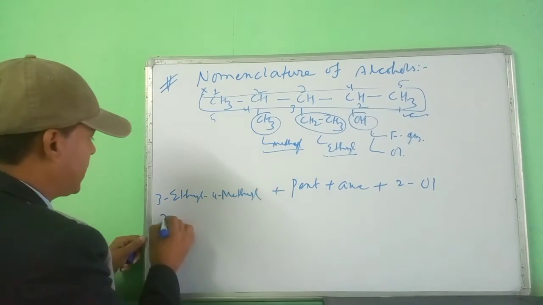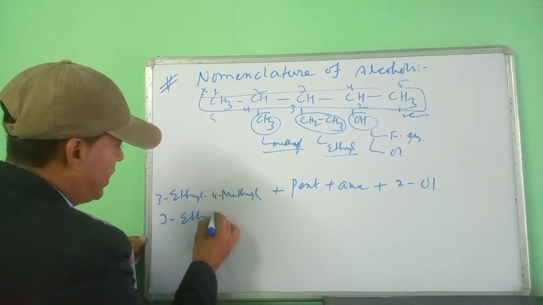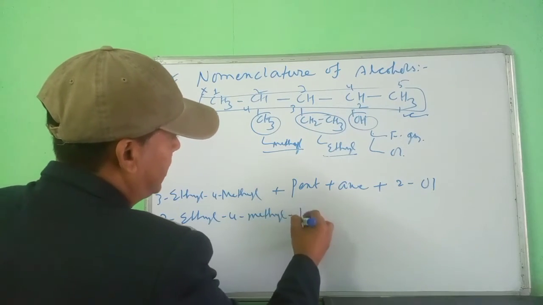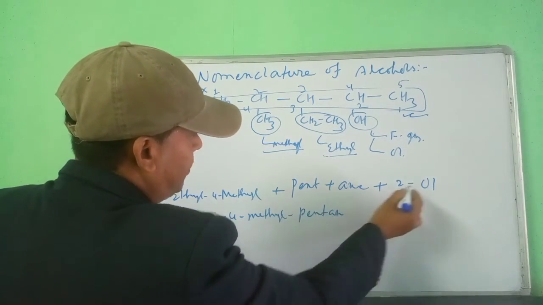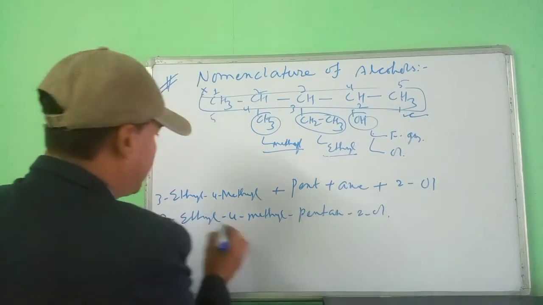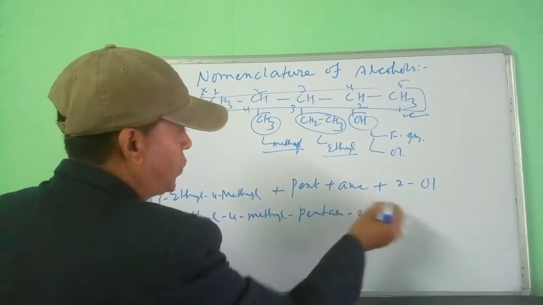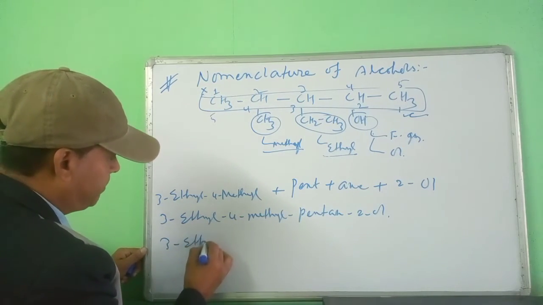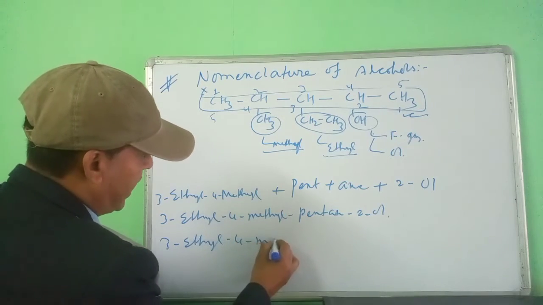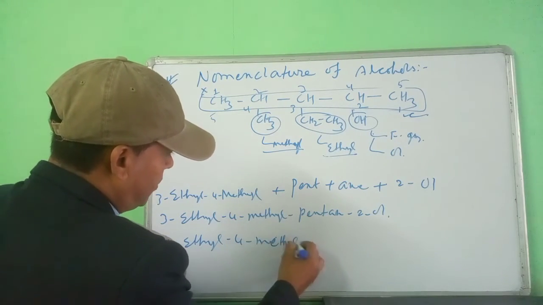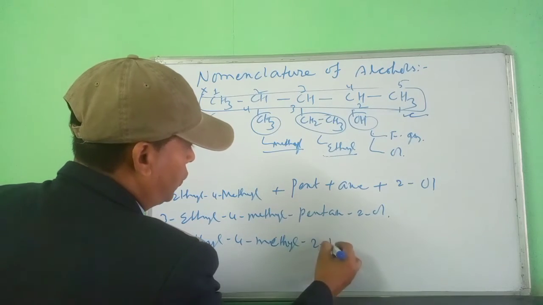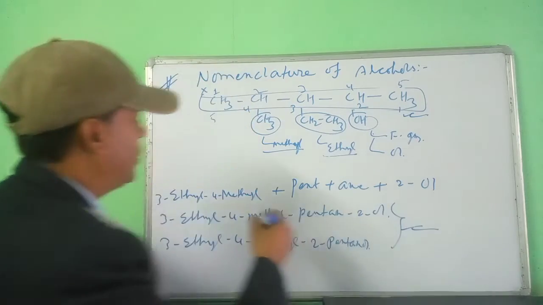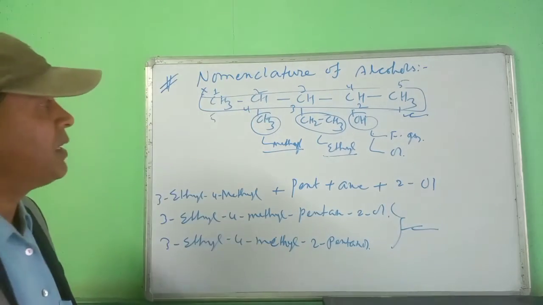Okay. Now finally we get 3-ethyl-4-methyl-pent plus an, with the e replaced by ol, and 2-ol. 3-ethyl-4-methylpentan-2-ol. Or 2-pentanol. Here, this way: 3-ethyl-4-methyl-2-pentanol. Okay, both ways we can write. Both are the IUPAC name of this given structure.